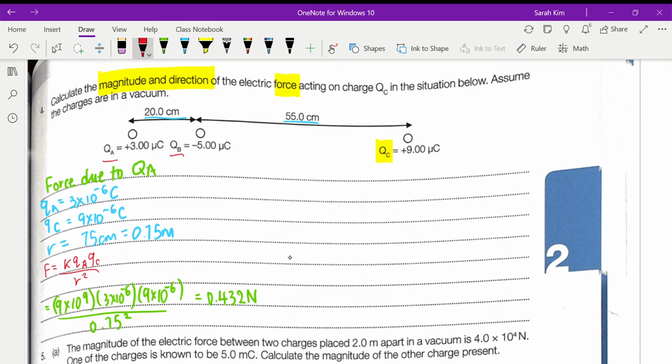So let's have a look. It's a positive and a positive, so they would be repelled from each other. So technically, which way is it going to go? It's going to affect my charge to go that way. So I'm going to draw that direction in.